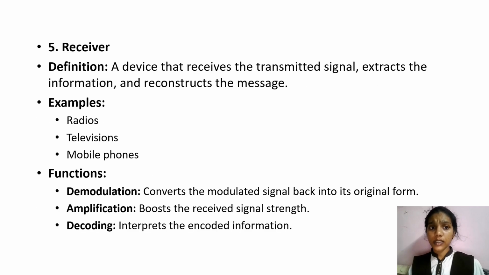And next one is the receiver, a device that receives the transmitted signal, extracts the information and reconstructs the message. Examples: radios, televisions and mobile phones. Functions: demodulation, amplification, decoding. Demodulation converts the modulated signal into the original form. Amplification boosts the received signal strength. Decoding interprets the decoded information.